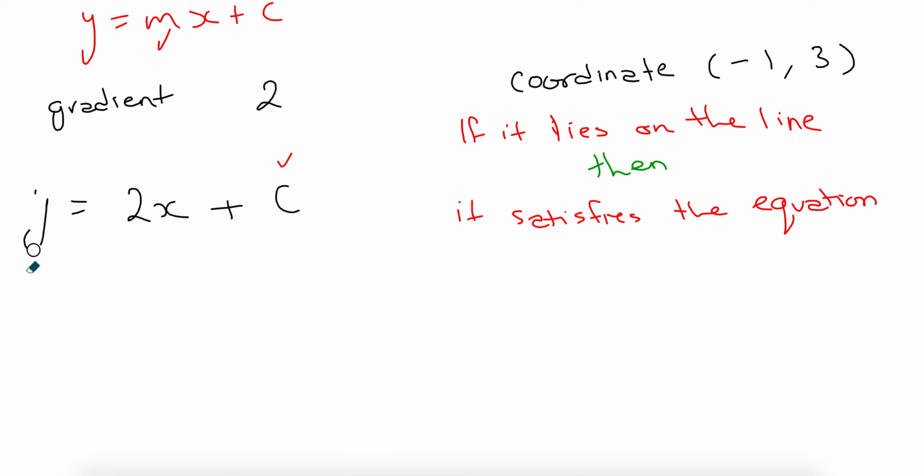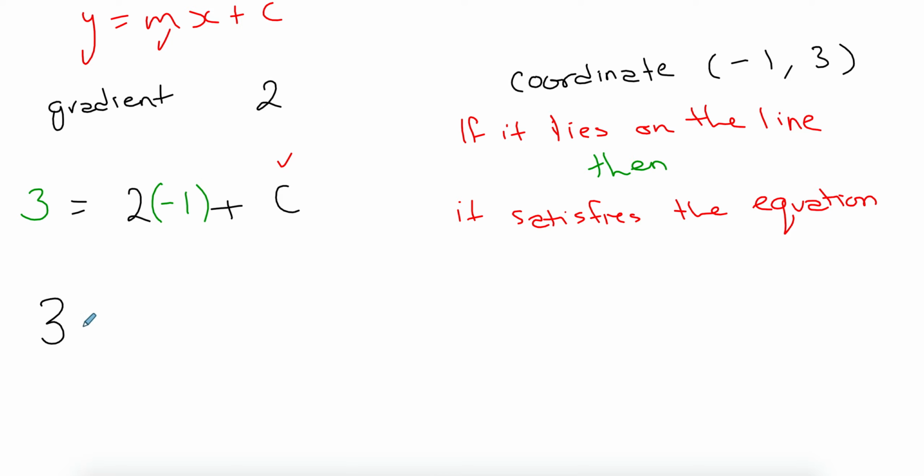So instead of y, I'm going to write in 3. Please be careful. Don't pick -1 just because it's on the left. It's 3. You need the y coordinate. And then you have x. Again, be careful. Don't pick 3. You need to pick -1. So we've plugged this in here and it should work.